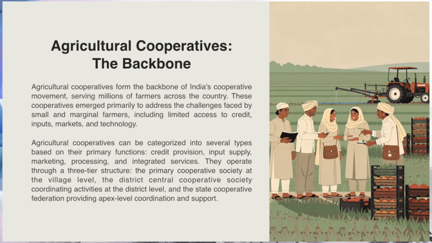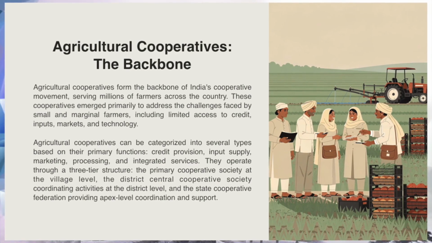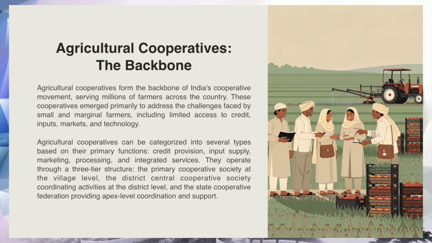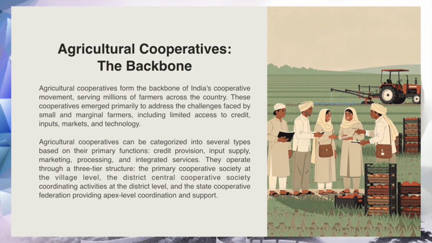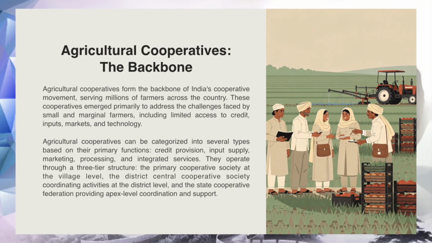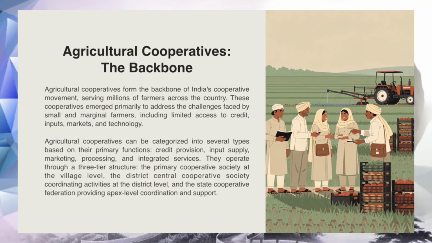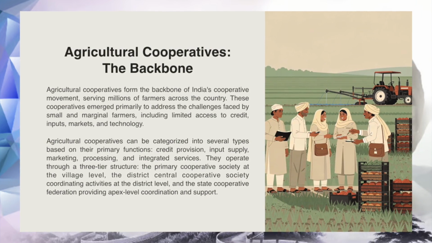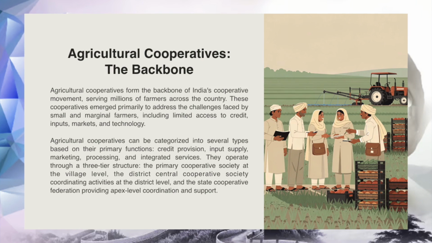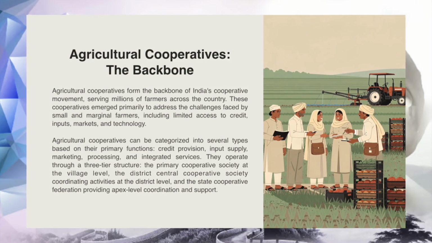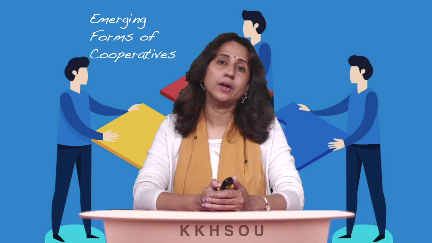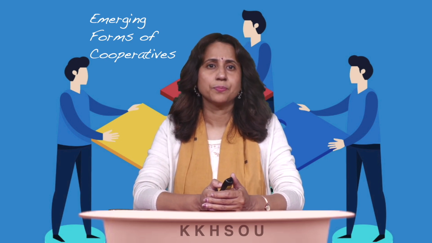So the structure typically follows a three-tier system at the village, district, and the state level. This we have discussed in our previous videos also, though some variations exist across the states. The primary cooperative society operates at the village level. The district central cooperative society coordinates activities at the district level, and the state cooperative federation provides apex level coordination and support.